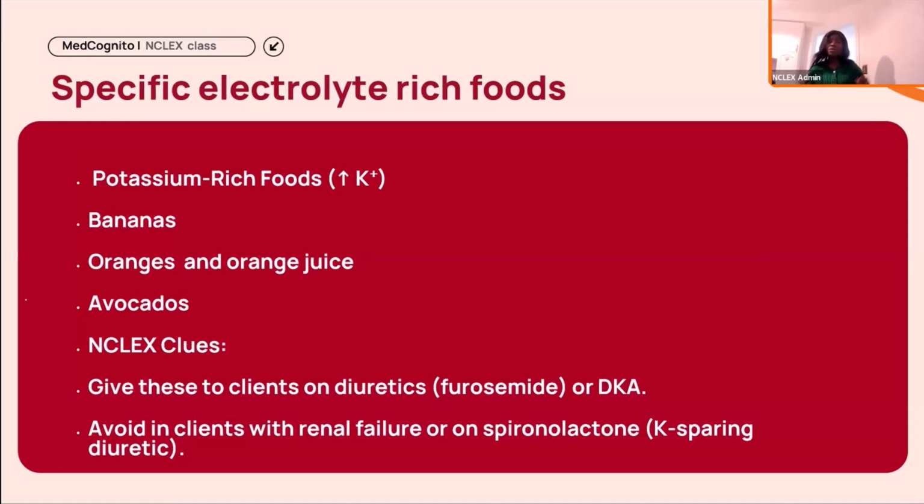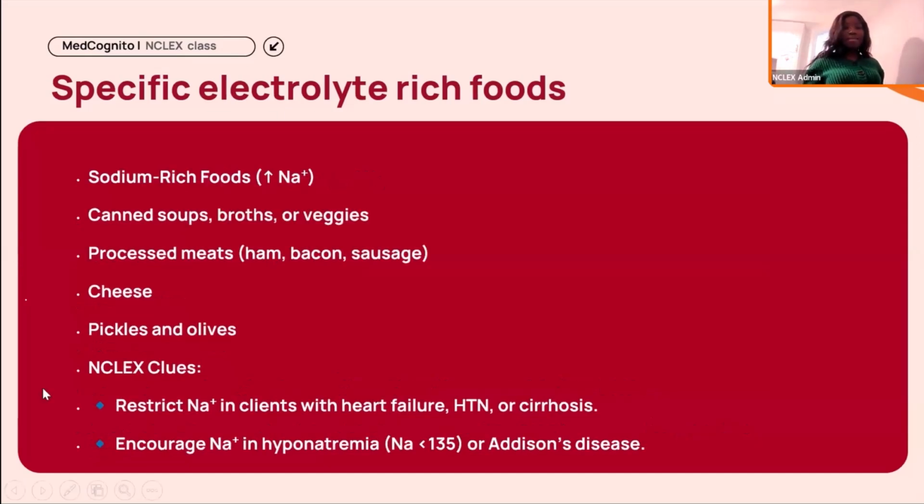Spironolactone is a potassium-sparing diuretic. So as the client is taking spironolactone, the potassium will be kept in the cells. So there will be high potassium. So you have to avoid giving stuff that will increase the client's potassium. Okay, and then let's look at sodium.